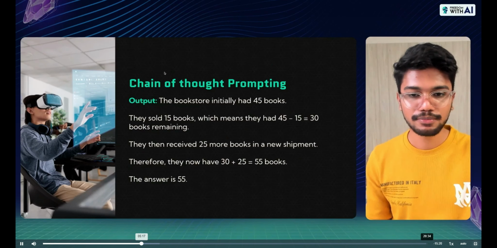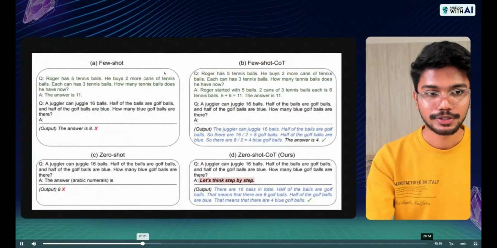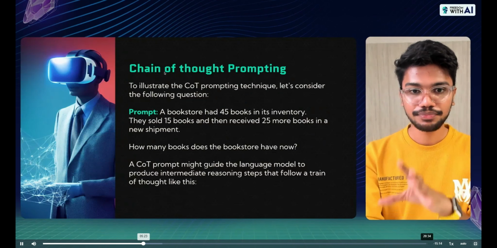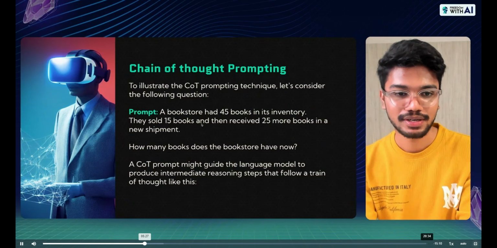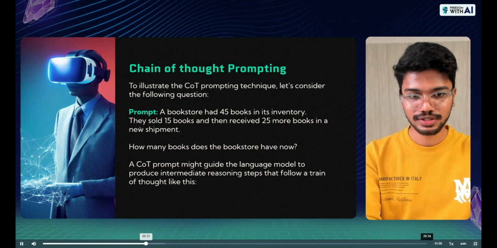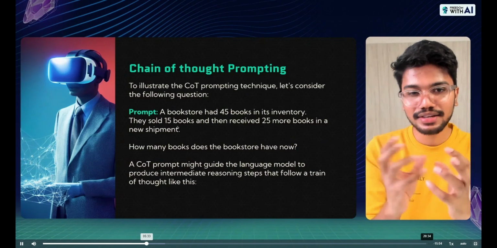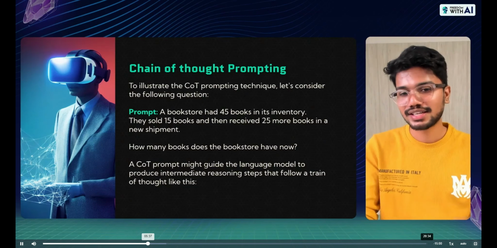They sold 15 books, which means they had 40, and so on, and then they will give you an answer here. But the thing is, here you need to add the words step by step. Here we didn't showcase it to you, but whenever you see this, it's a reasoning question. Basically, it sounds simple, but at the end of the day, it's a reasoning question.